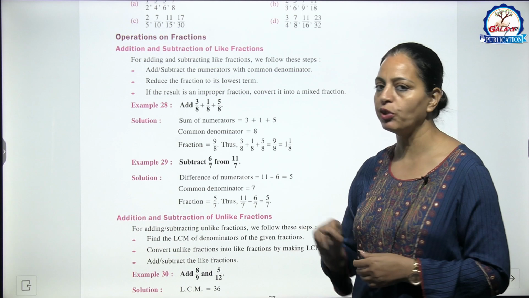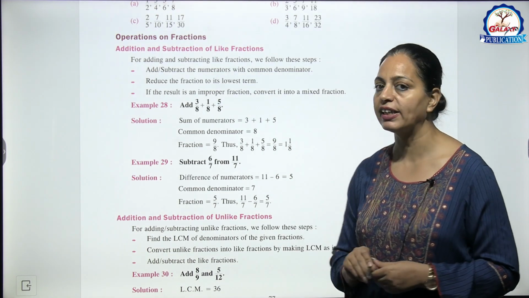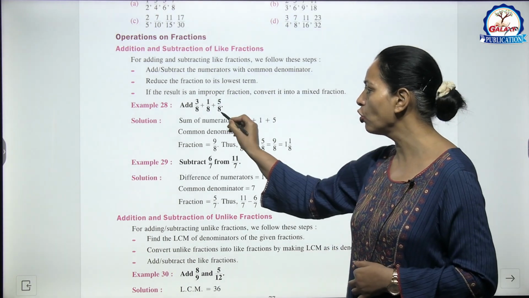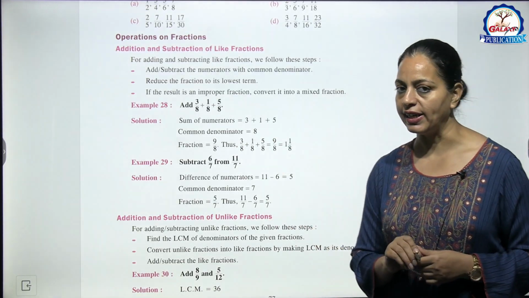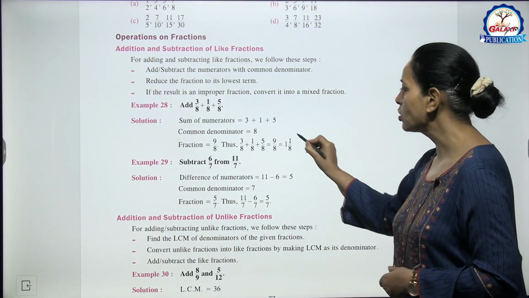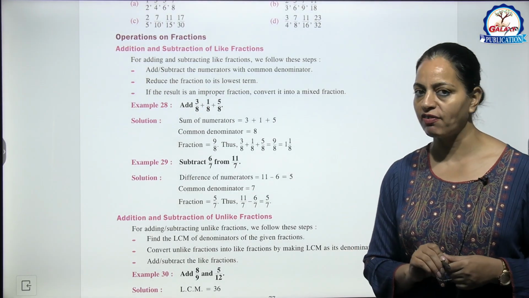So take the sum of numerators, 3 plus 1 plus 5, that is 9, and the common denominator is 8. So the answer is 9 upon 8. This is an improper fraction. इसको हम change कर देंगे mixed fraction में.